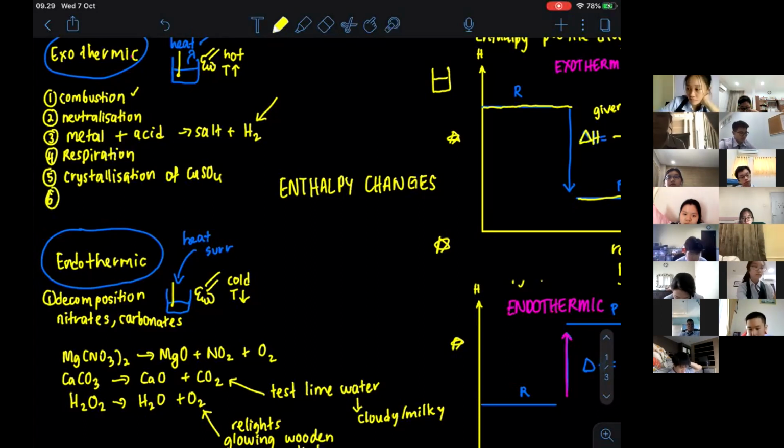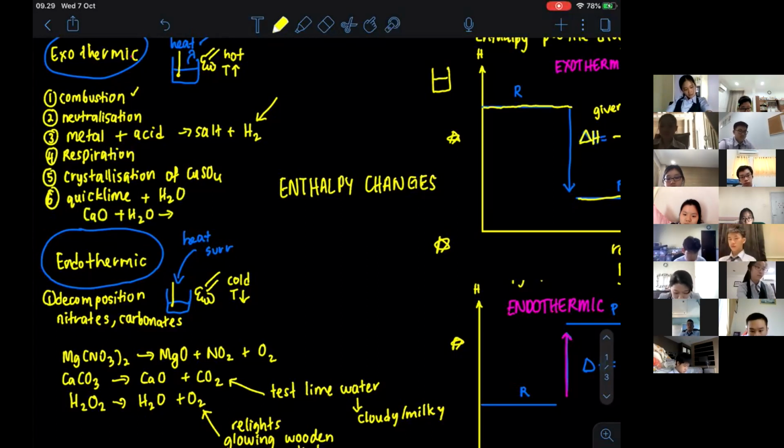So quicklime with water, they are going to give you an exothermic reaction. So what is quicklime? Quicklime is calcium oxide, so plus water, they are going to give you calcium hydroxide. Now, do remember quicklime is calcium oxide.